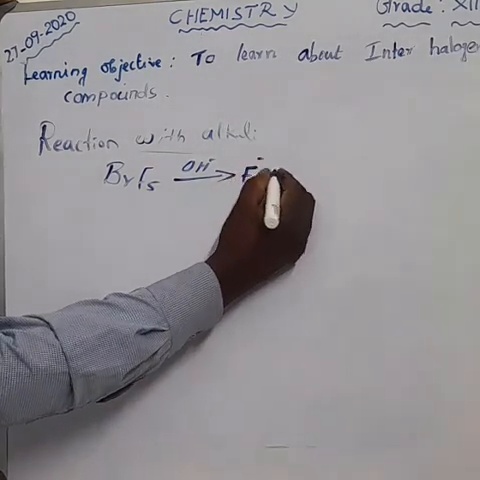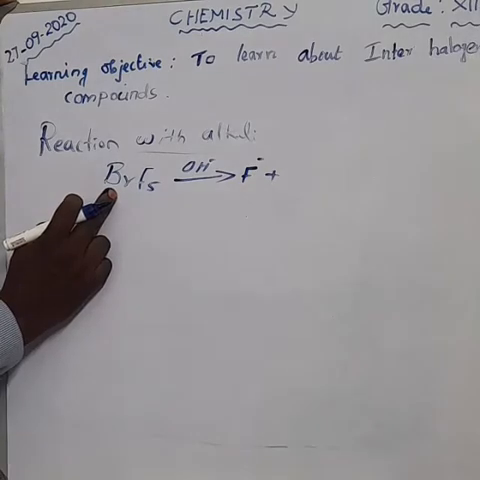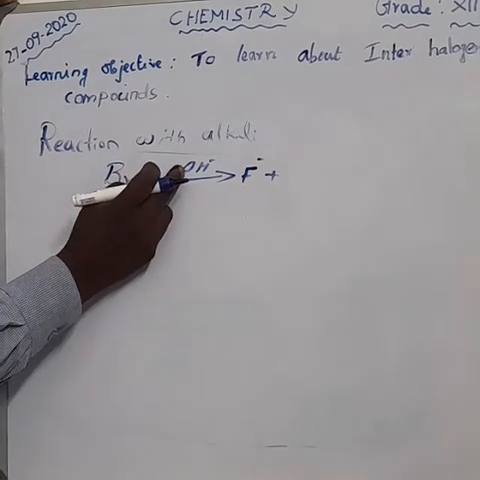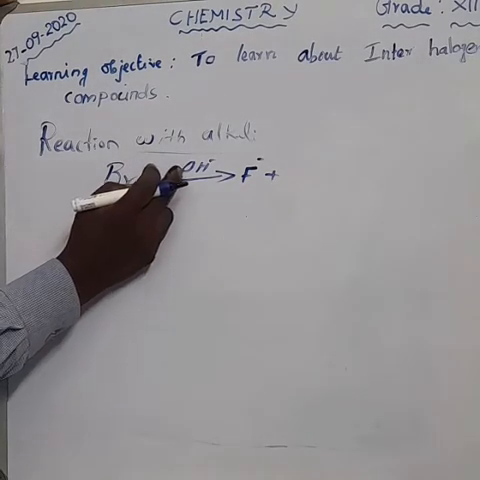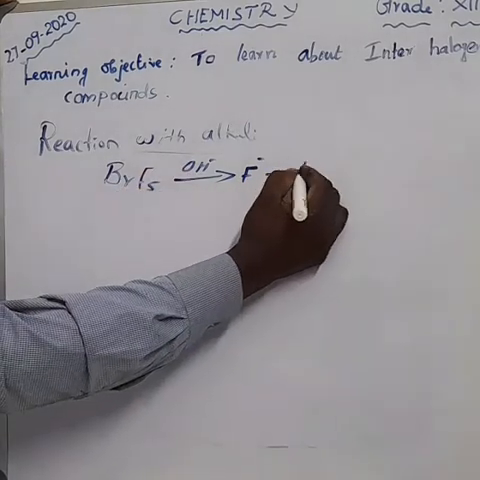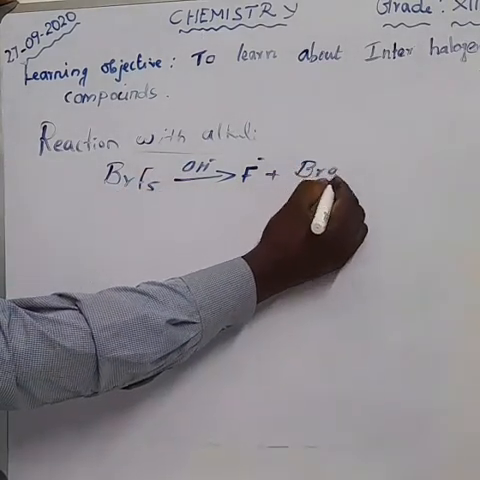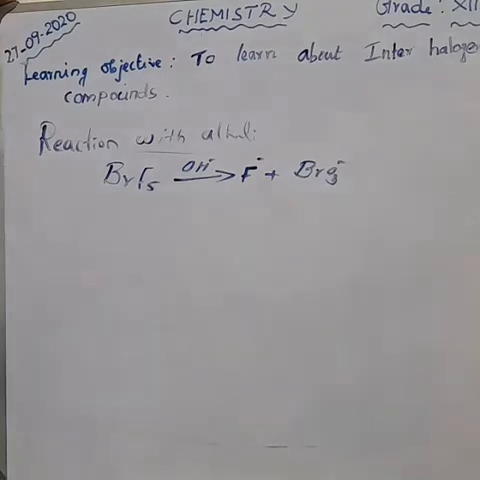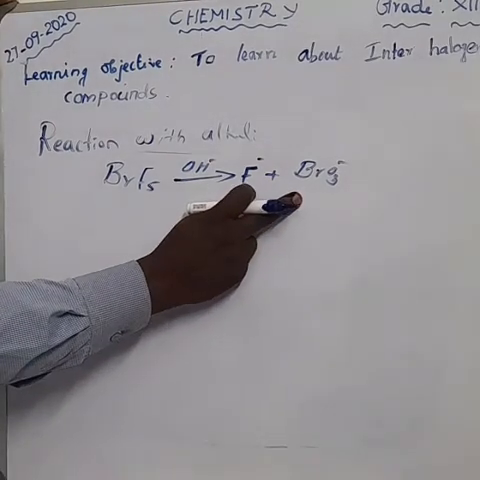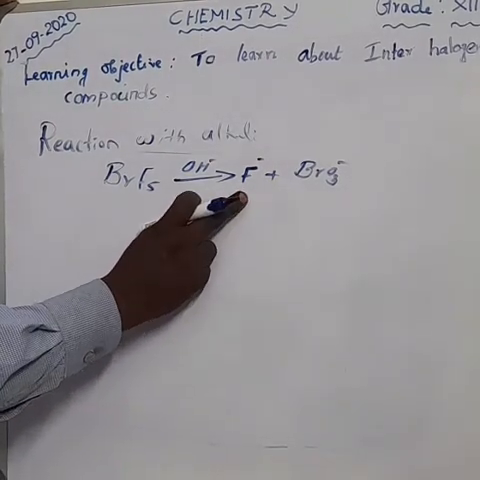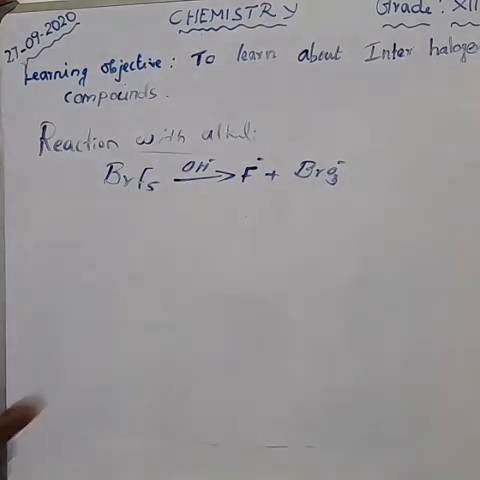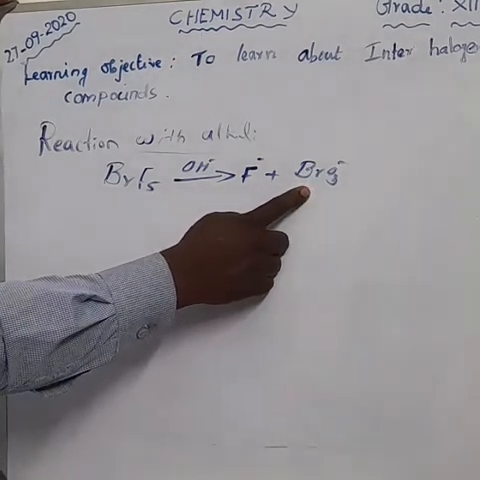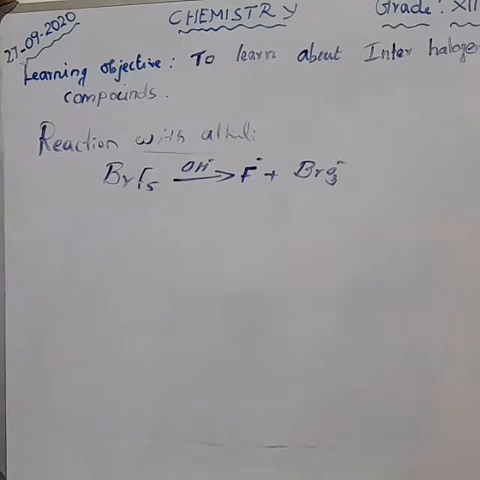that is F minus, and the Br again combines with the O. Br combines with the O, and we get the BrO3 minus ion. BrO3 minus ion is the bromate ion. So we get the bromate ion and the fluoride ion, okay? That is the reaction with alkali. Like that, there are more examples also.